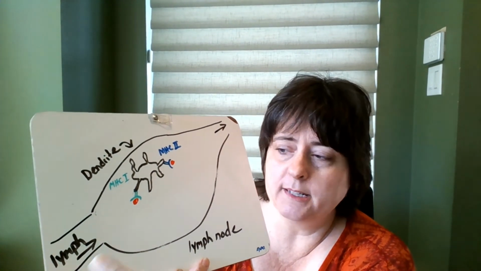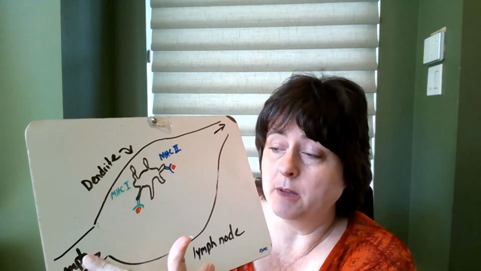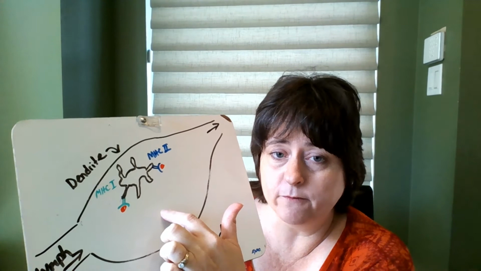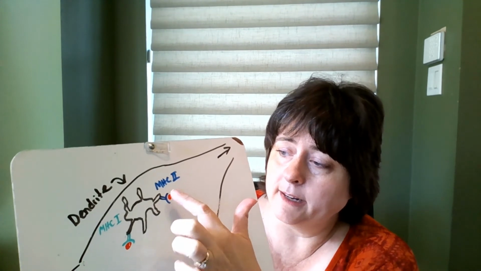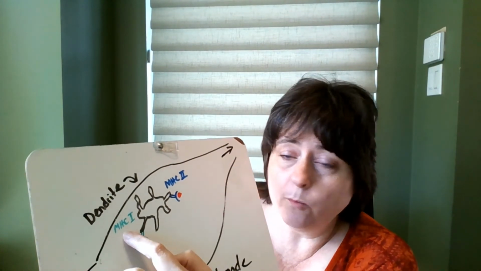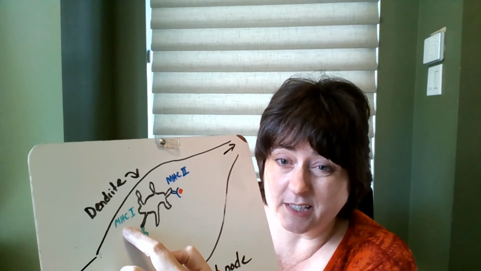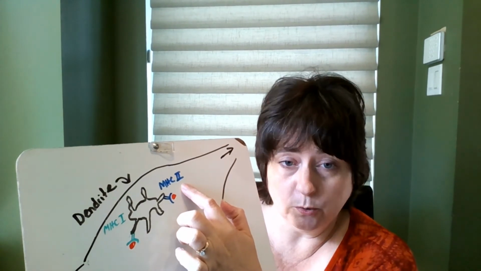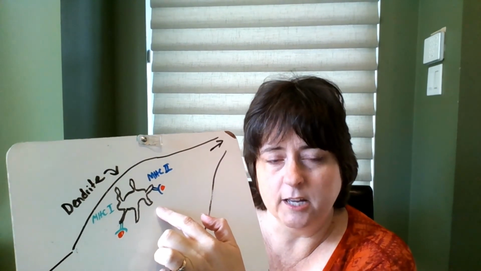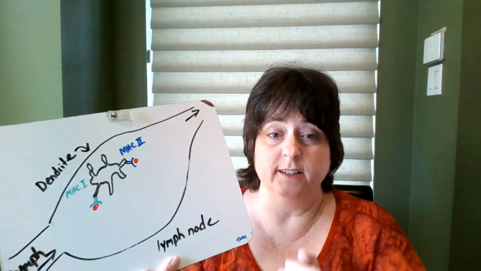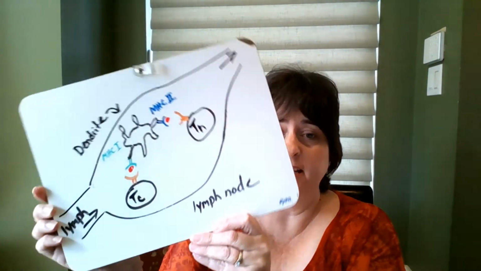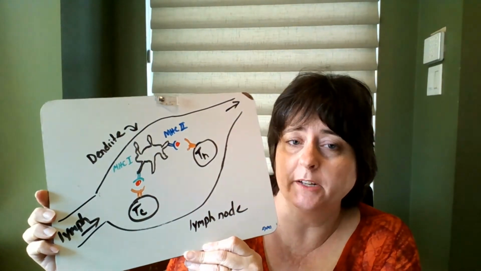So it moved from the tissues where it was into the lymphatic system. It's moving through the lymph, and it's now found itself in a lymph node here. It is presenting these antigens on an MHC2 and an MHC1. Remember, it has MHC1 because all cells have MHC1, and it also has MHC2 because it is an antigen presenting cell. So it is able to present the same antigens on an MHC2, and that's going to be important when we get to the T cells. Okay, so it's in the lymph node, and it has now presented the antigen on MHC1 and MHC2.